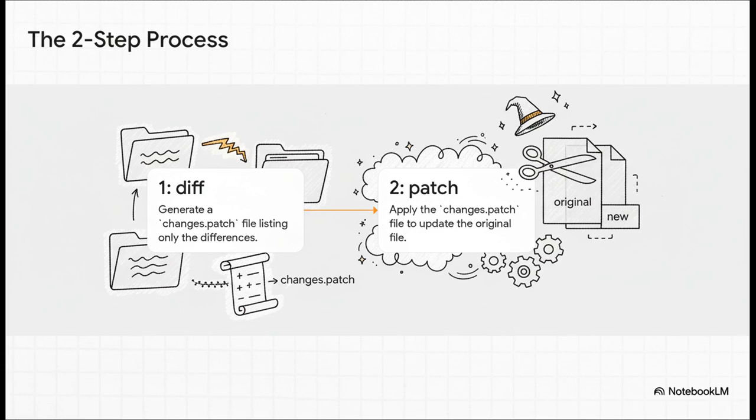First, you use Diff to create a special file that contains only the changes. We call that a patch file. Then, you just hand that little patch file over to the patch command. It reads the instructions in the file and performs this kind of digital surgery, transforming the old file into the new one. Just like that. It seriously feels like magic.